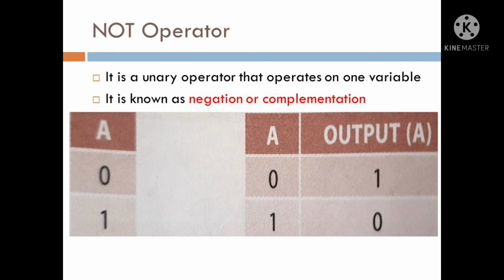If the value of A is 0, the output will be 1. If the value is 1, the output will be 0. It means that the logical statements A and A complement are opposite to each other. If the value of variable A is 0, its complement would be 1. And if the value of variable A is 1, its complement will be 0.